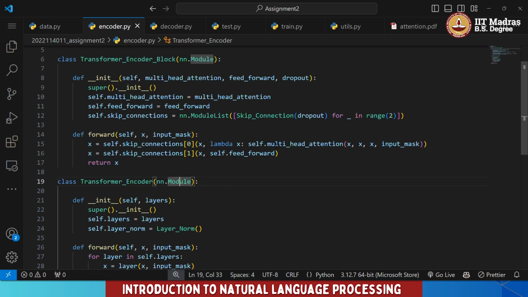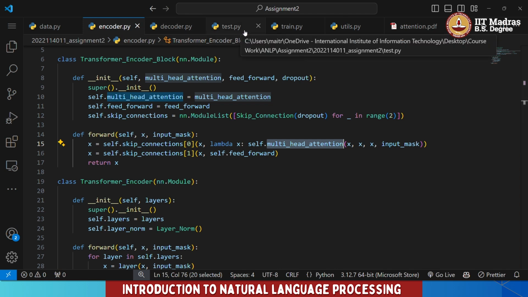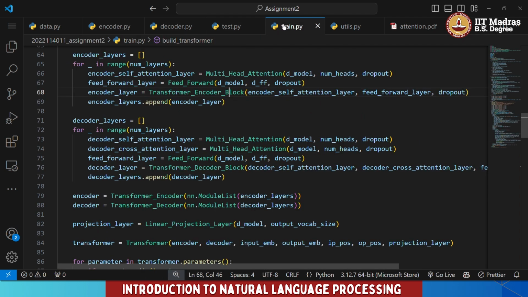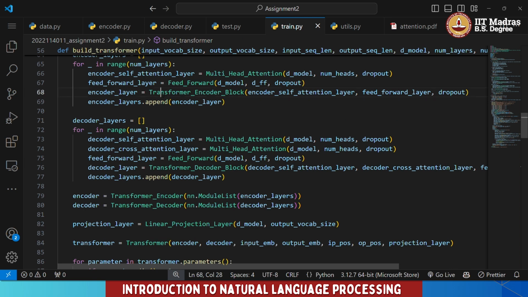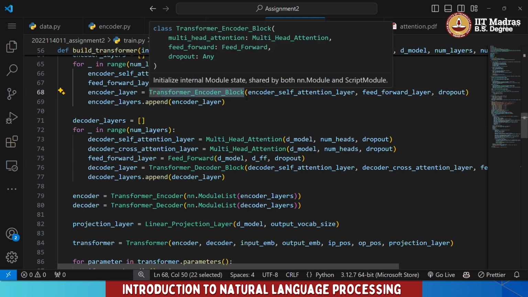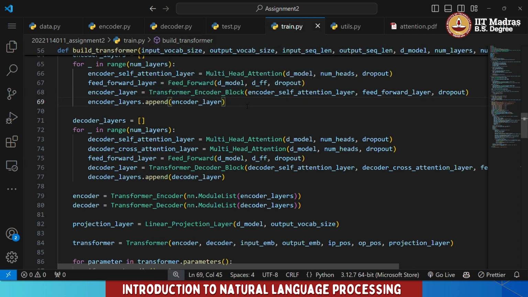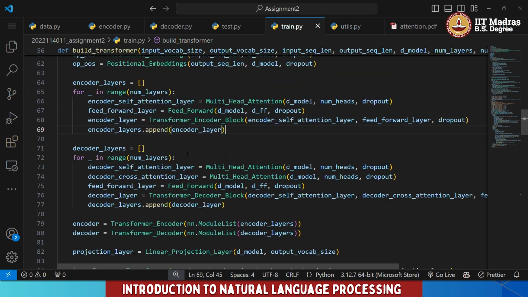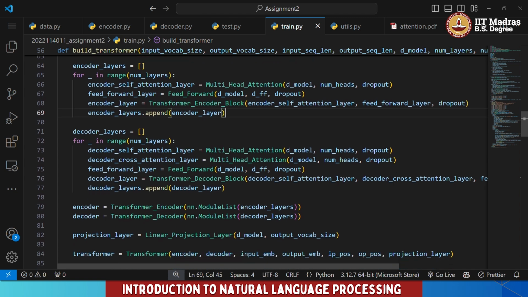So we apply the multi-head attention first, we get the output, then we pass the same to the feed forward skip connection, then we get the output. And that is how we define one transformer encoder block. So coming back to that function, the definition of one transformer encoder block is done. That forms one layer of our encoder, and to the list of encoder layers, we simply append that for the number of layers.